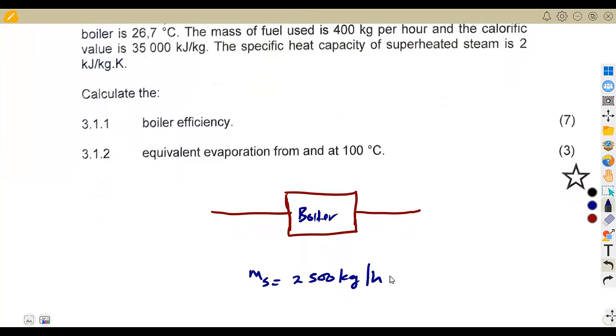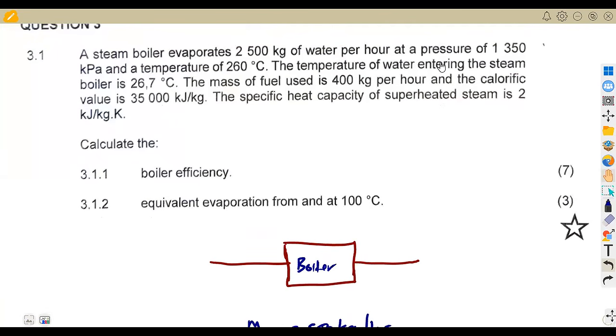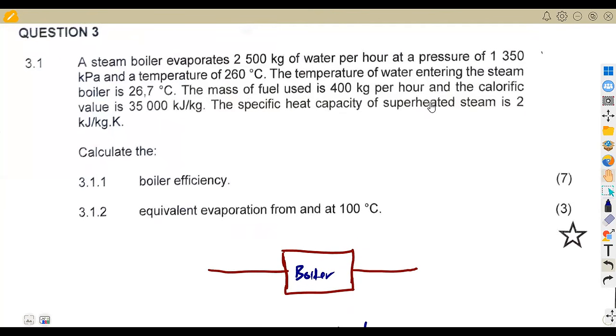All right, so we are given also a pressure. Meaning to say, this boiler is operating at a pressure of 1,350 kilopascal, and a temperature, when we're talking about the steam. So this temperature, which corresponds to the pressure of the boiler, is the superheated steam that we are talking about. So it's going to be TSS, which is 260 degrees Celsius.